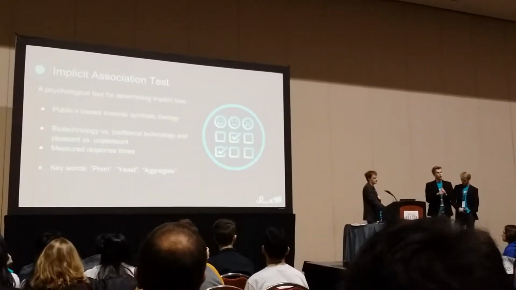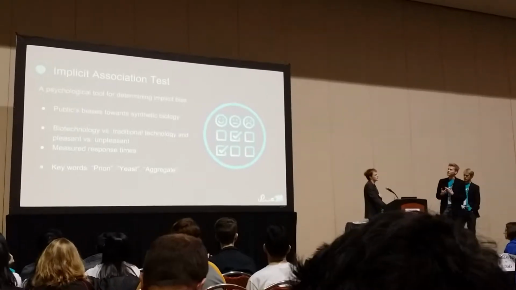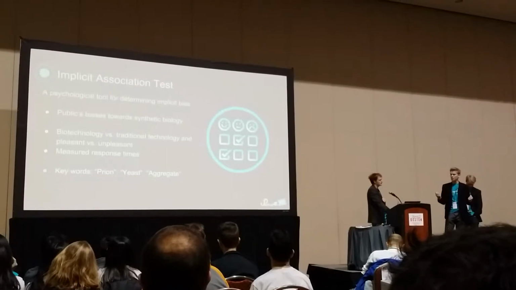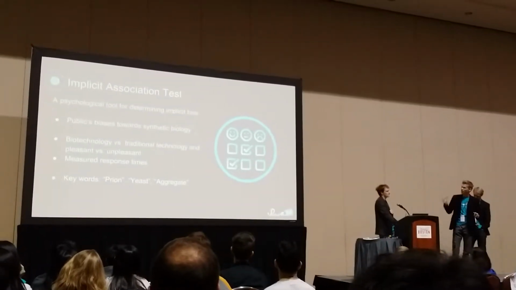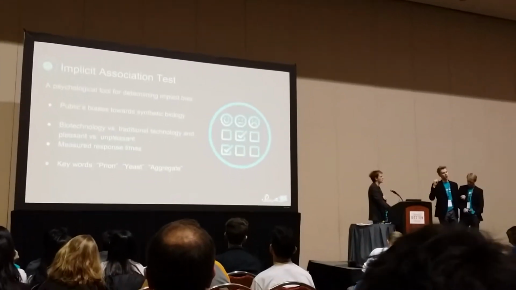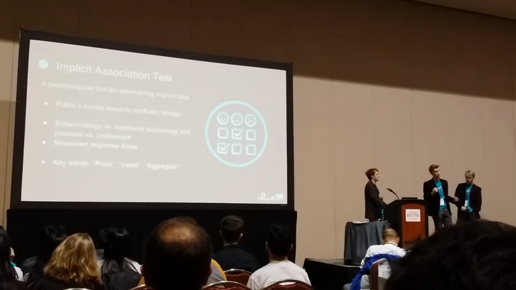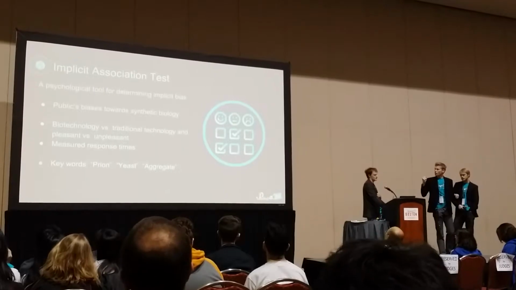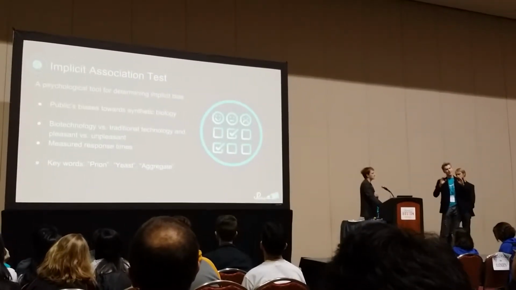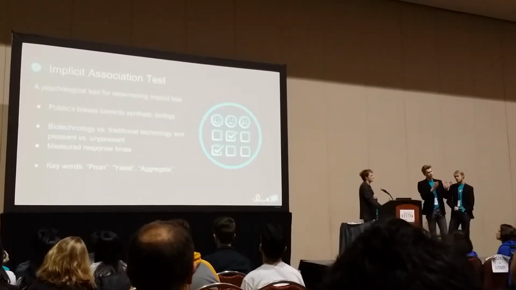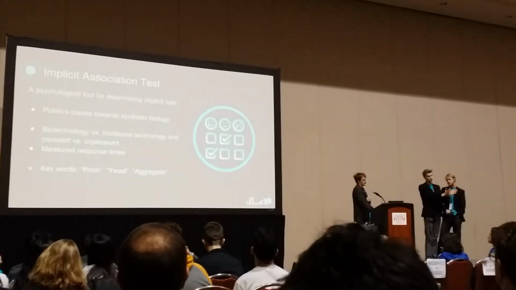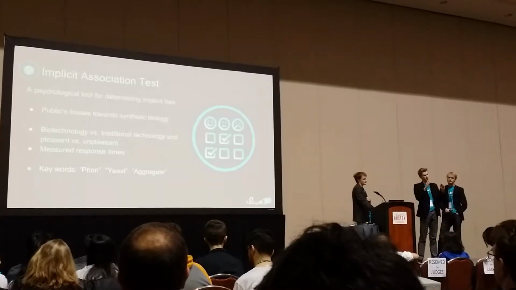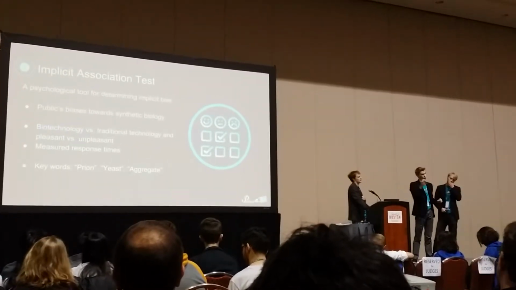So one really cool thing that we were able to create is something called the Implicit Association Test, or IAT. What we were trying to accomplish with this was having a psychological tool to determine implicit biases that people have towards synthetic biology and towards our project in general. The way this worked was that we had different words come up onto a screen that were either related to synthetic biology / biotechnology or traditional technology. And each person would associate this into a category of pleasant or unpleasant.